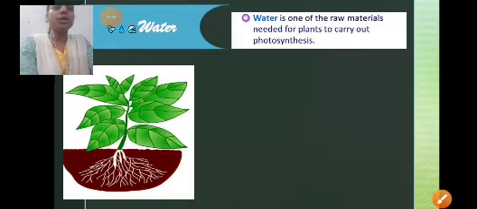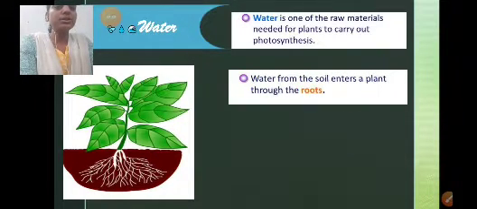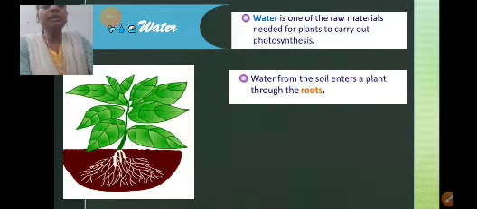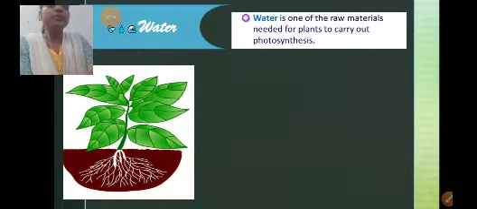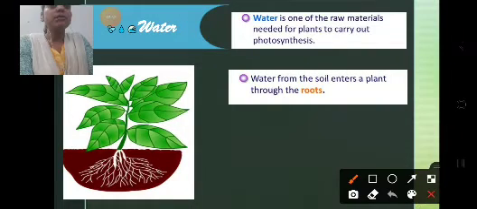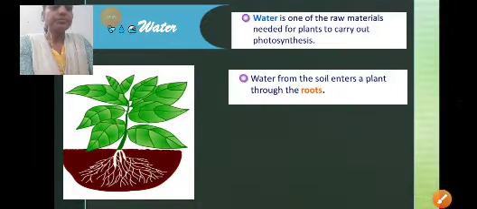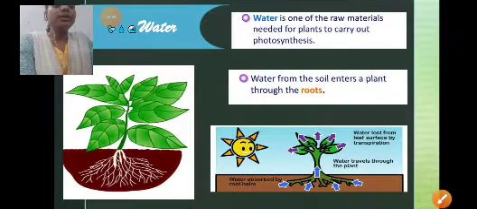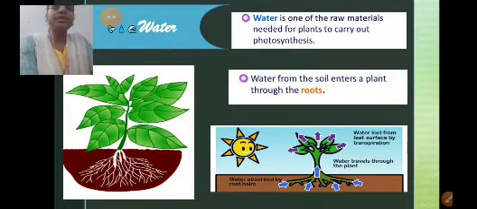First of all, water is one of the raw materials that is needed for plants to carry out photosynthesis. So how will water first be absorbed? Water will be taken by roots from the soil. So water will be absorbed by the roots from the soil. Next, what will happen? This water now has to reach the leaves. How will the water absorbed by the roots reach the leaves now?